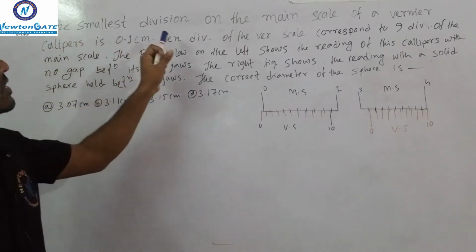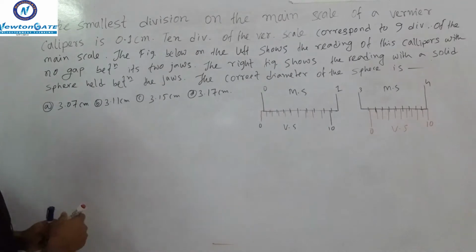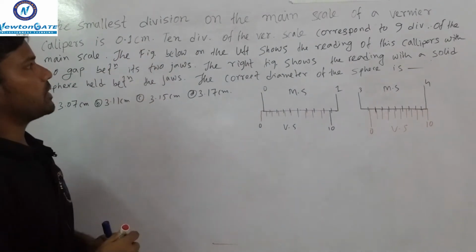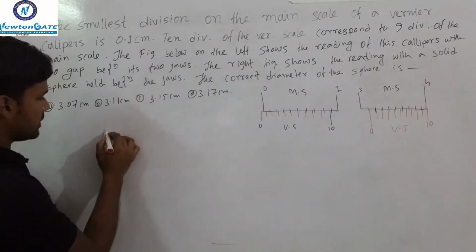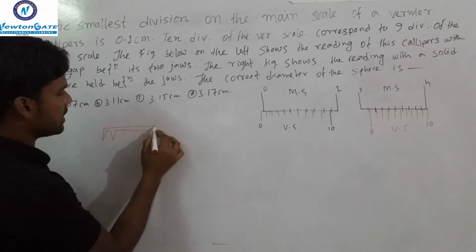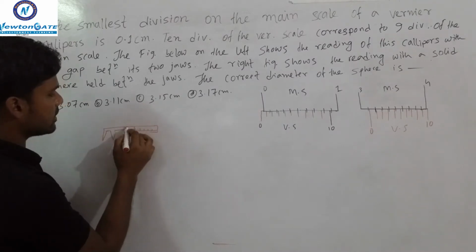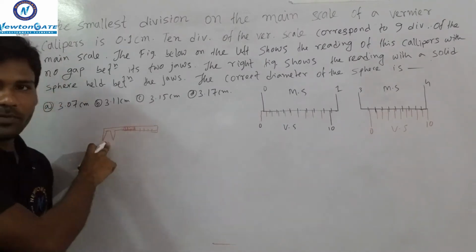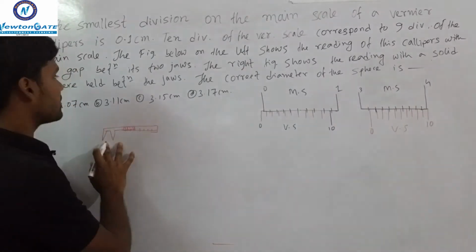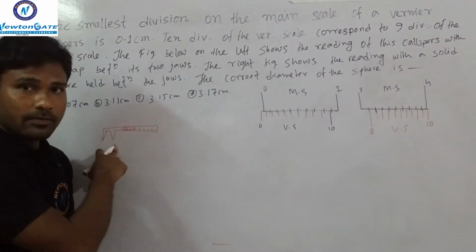The smallest division on the main scale of a vernier calipers is 0.1 centimeter. Like this is a vernier calipers, where you can measure any diameter or any small length. This is the main scale and this is the vernier scale. You know, in practical classes, this is the vernier calipers.